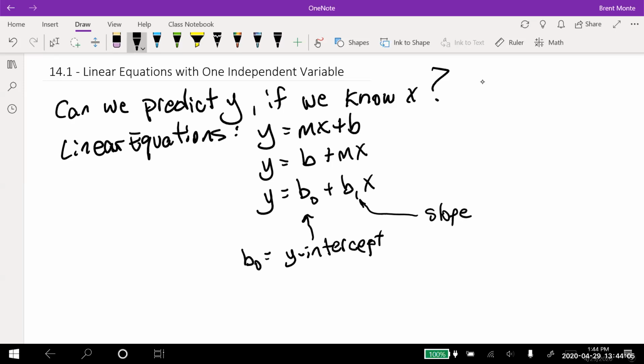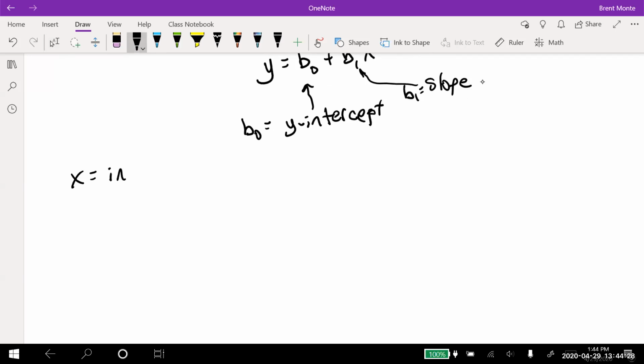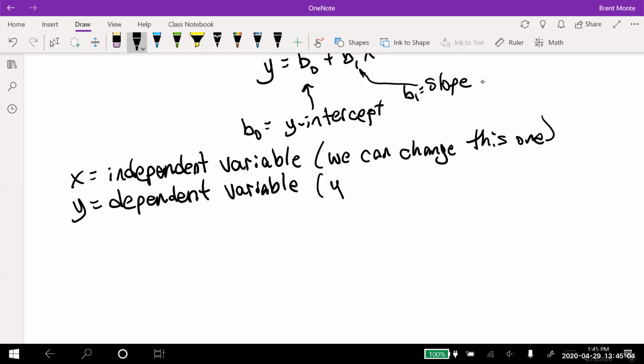So we'll say this was b sub 0, and this was b sub 1. And so we've got our y-intercept and our slope. They just put it in a little different format, but it's the same linear equation we did before. Okay, further along with this, we're trying to predict y if we know x. X is called the independent variable. This is the one that can change. We can change this one. That's why it's independent. The y variable is dependent, and we say it's dependent because its value depends on what the x value is. Y depends on the x value.